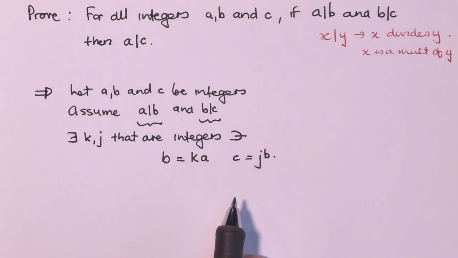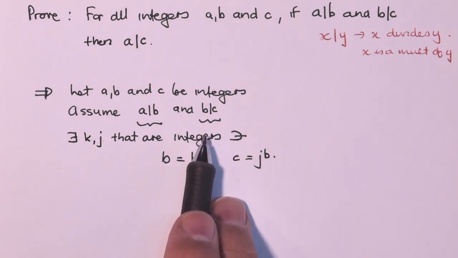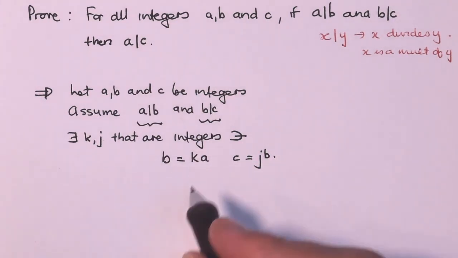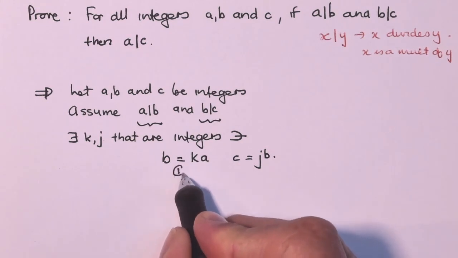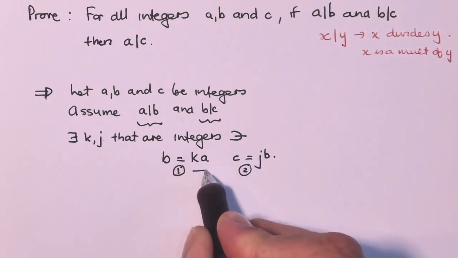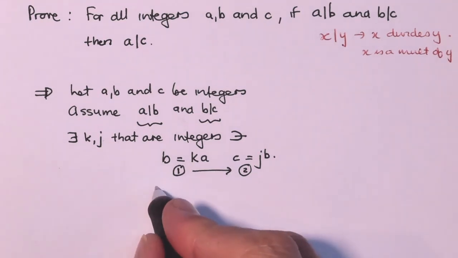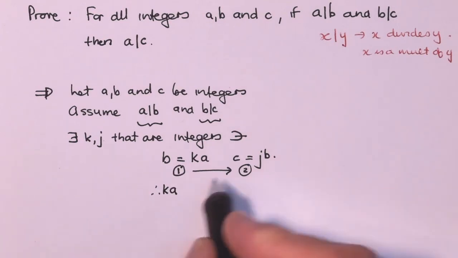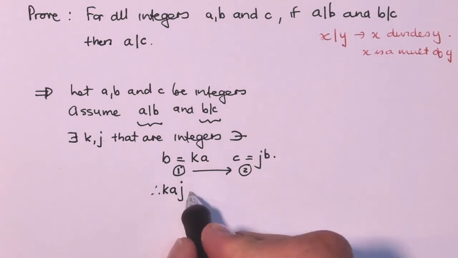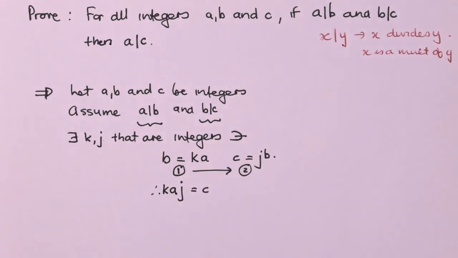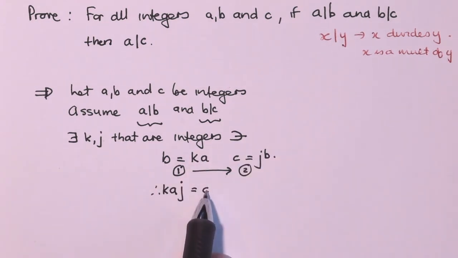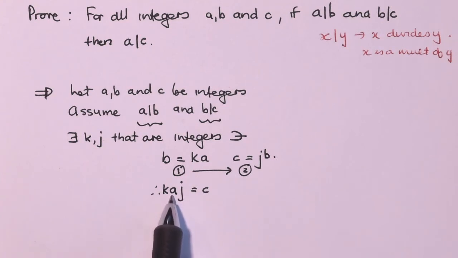Combining these now through substitution, so I want to get to a and c, so I need to get rid of b. So what am I going to do? I'm going to plug my first statement into number 2. Then I end up with b, which is ka, times j, which is equal to c. What did I do? I substituted b with ka. So c is a multiple of a.